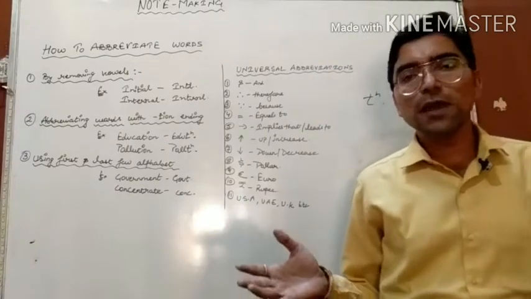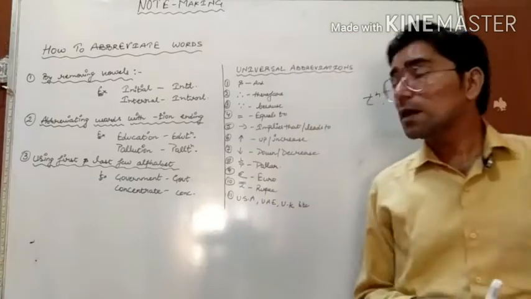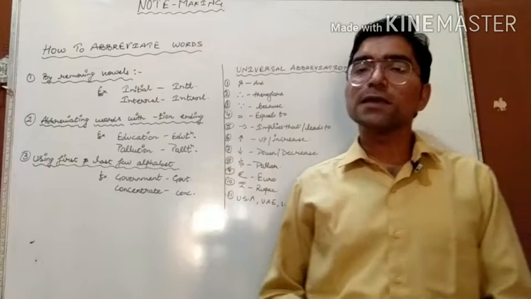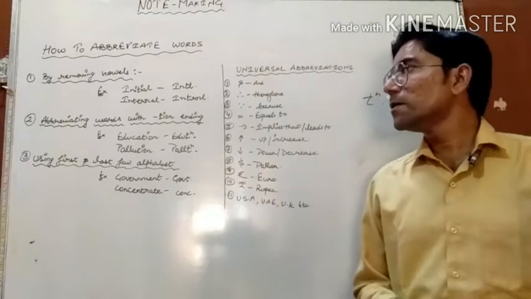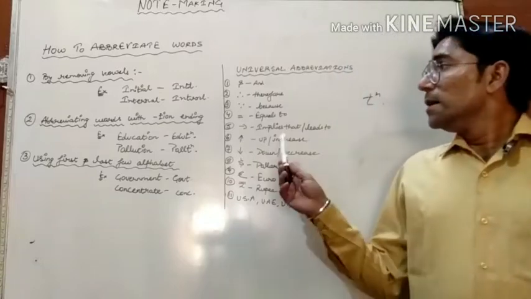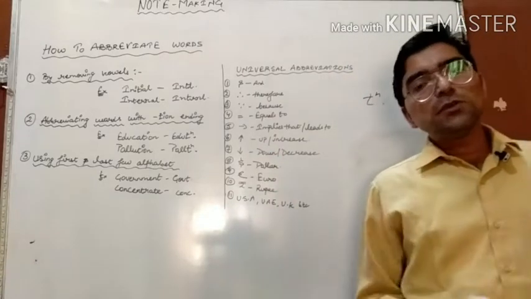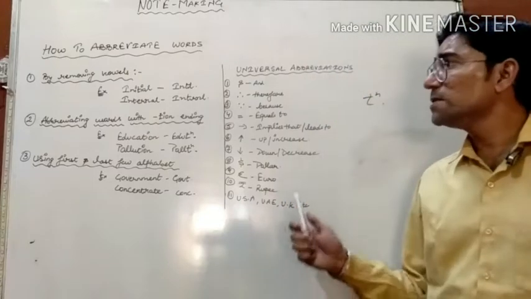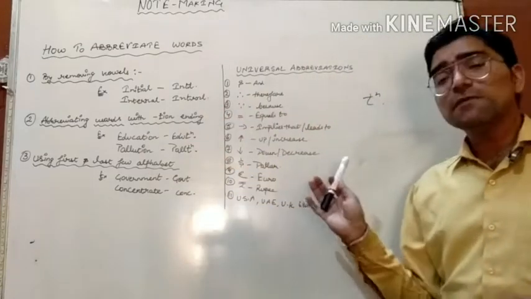I think you have all understood properly the requirements to abbreviate a word, the ins and outs of note making, and how to abbreviate a word. As I have told you, you can use universal abbreviations but not more than 2. So with this we have completed the abbreviation section.